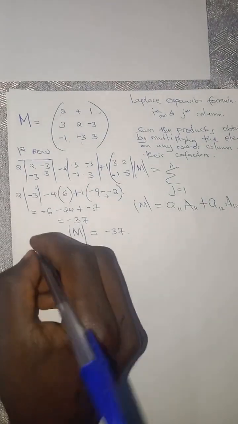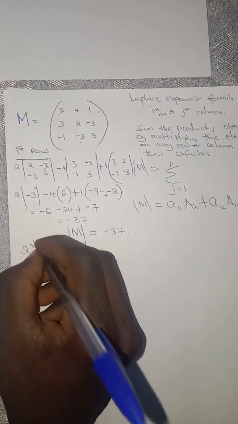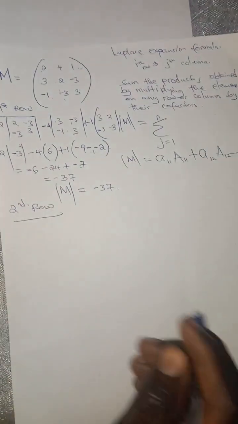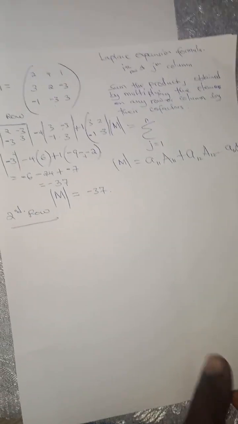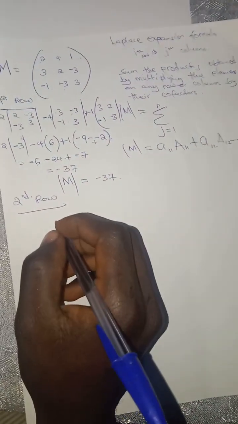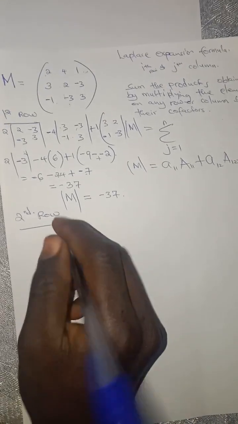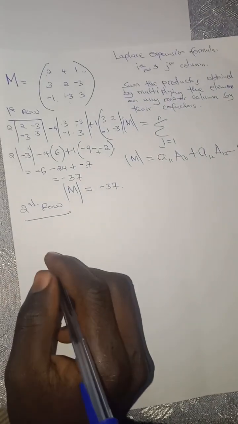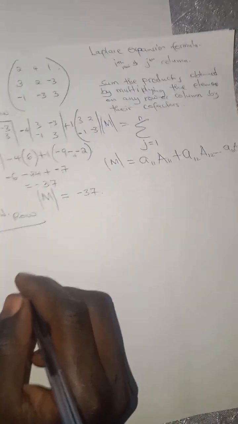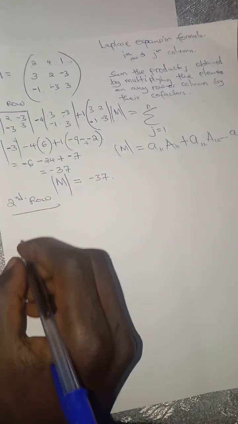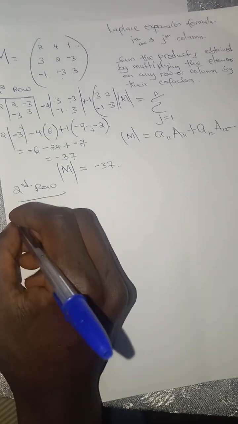What if we expand by the second row? By the second row, will the answer be the same? Yes, it should be the same. Let's give a proof so that we at least prove that even if we expand using a different row or column, we arrive at the same answer. Then we'll take 3 on the second row.